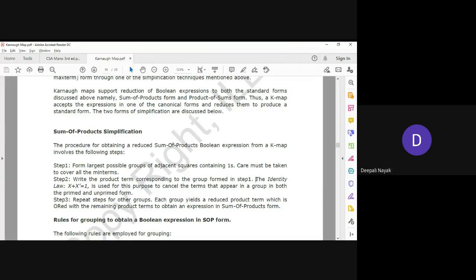Repeat steps for other groups. Each group yields a reduced product term which is ORed with the remaining product terms to obtain an expression in sum of products form. So the same procedure, that is step 2, we do for all the groups. For every group we get one AND term. Now all these AND terms are put together and they are ORed with each other to get the final SOP expression.